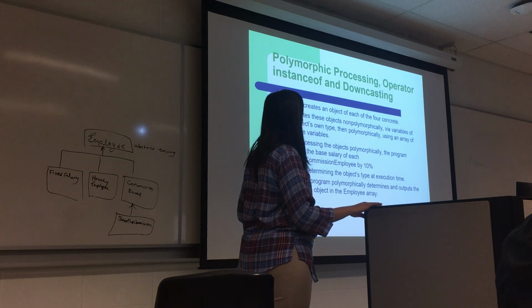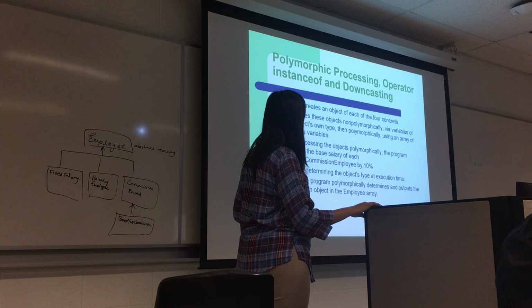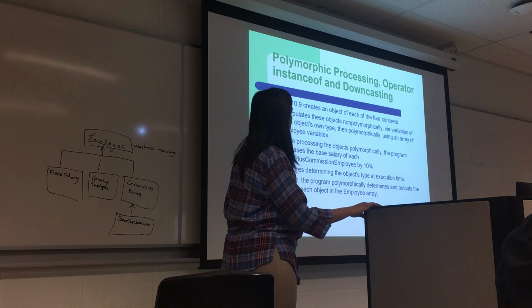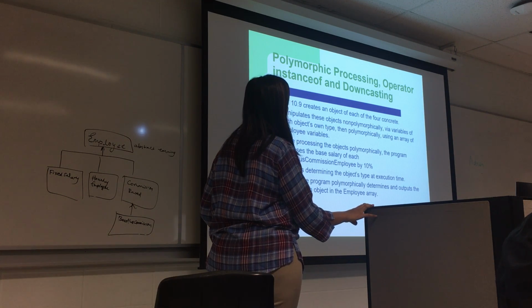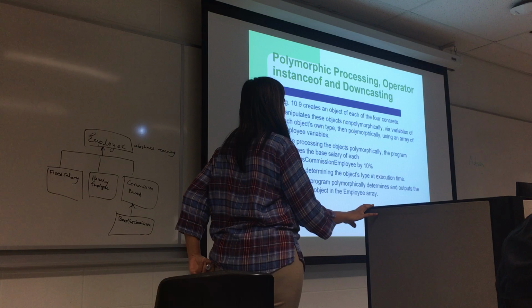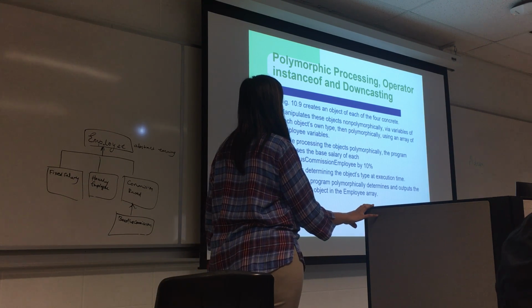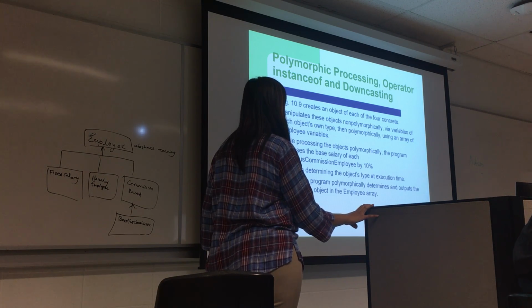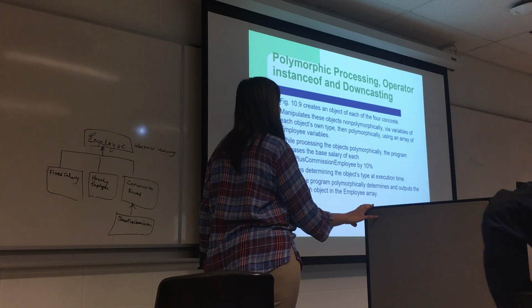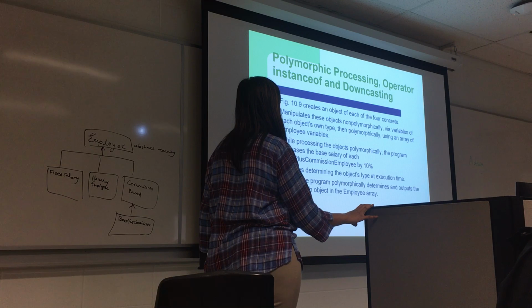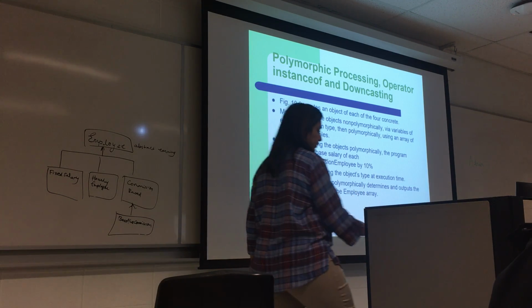Now the figure creates an object of each of the 4 concrete classes, manipulates these objects non-polymorphically using the variables of the object's own type, then polymorphically using an array of employee variables. While processing the objects polymorphically, the program increases the base salary of each base plus commission employee by 10, which requires determining the object's type at execution time. Finally, the program polymorphically determines and outputs the type of each object in the employee array.